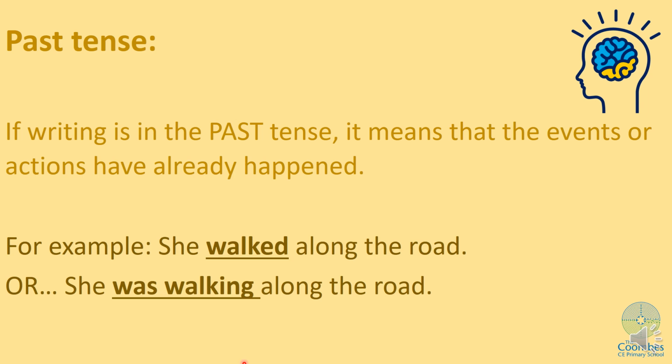Past tense. If writing is in the past tense, it means that the events or actions have already happened. For example, she walked along the road or she was walking along the road. Here our verbs have changed. Walked, was walking, and so we know that these sentences are in the past tense. Keeping our writing in the correct tense and keeping it in the same tense all the way through is really important.